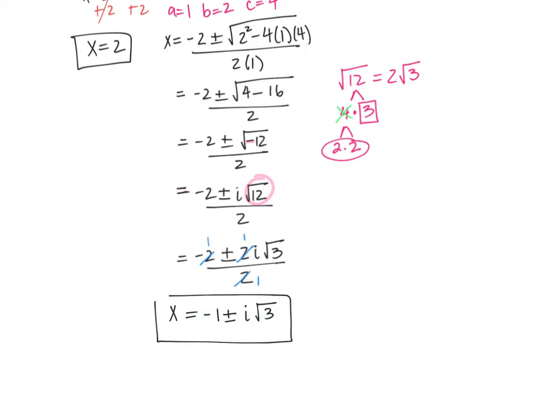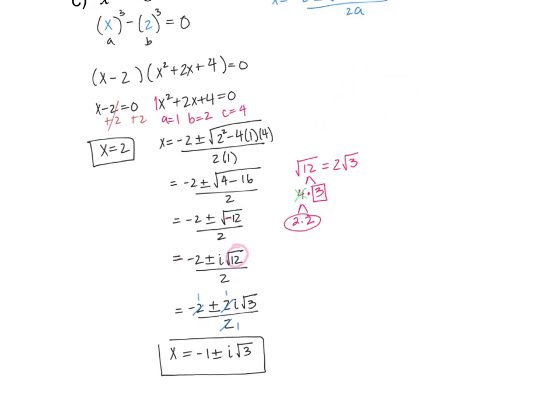Looks like that's all I can do to combine. I can't combine these two numbers because this is imaginary and this is a real number. And that's pretty much it. So x equals positive 2, or x can equal negative 1 plus i square root of 3, or negative 1 minus i square root of 3. So there are 3 solutions here.